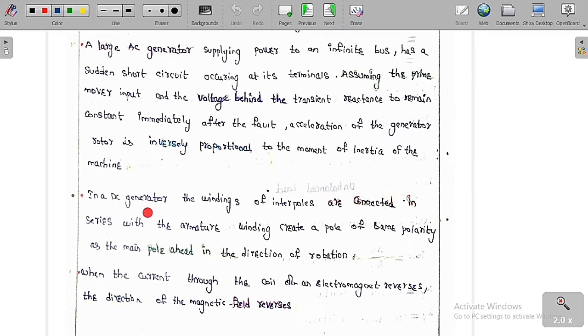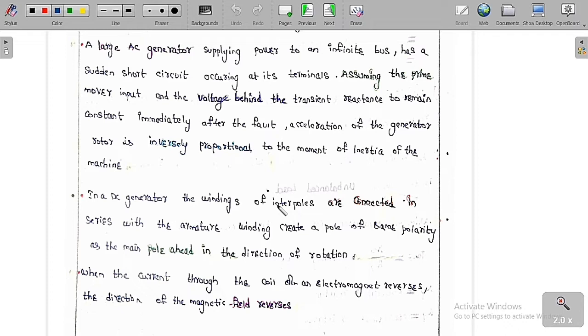In a DC generator, the windings of interpoles are connected in series with the armature winding, and they create a pole of the same polarity as the main pole ahead in the direction of rotation of the generator. I already told you this important point. This concept I have already told you in detail regarding the DC generator also.